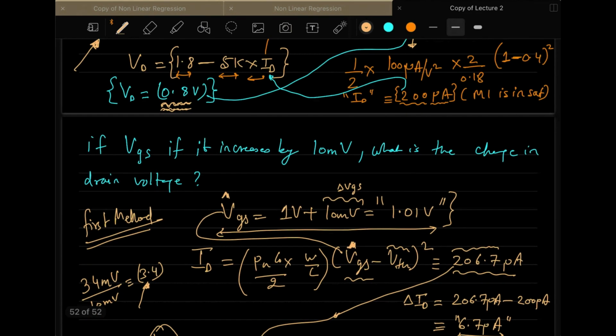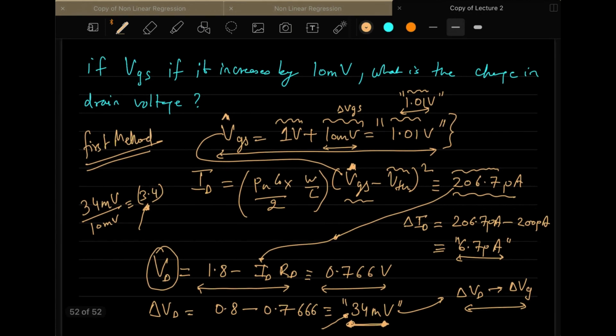Okay. So see, when your VGS is changed from 1 volt, you added 10 millivolts here. So your new VGS becomes 1.01 volt. This is your new VGS. Do you agree with this or not? Yeah. So if this is now your new VGS, then this is just simple substitution.